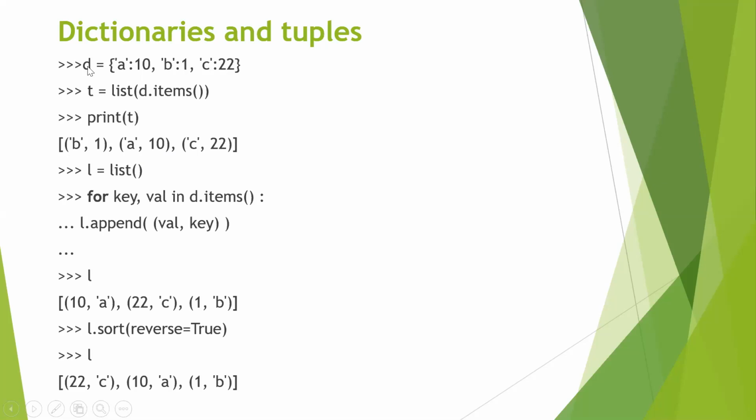Now, what if I want to sort it? Can I say d dot sort? No. Dictionary does not have a sort function. So if I want to sort a dictionary, you have to use a list. So I'm creating a list called L. It's an empty list.